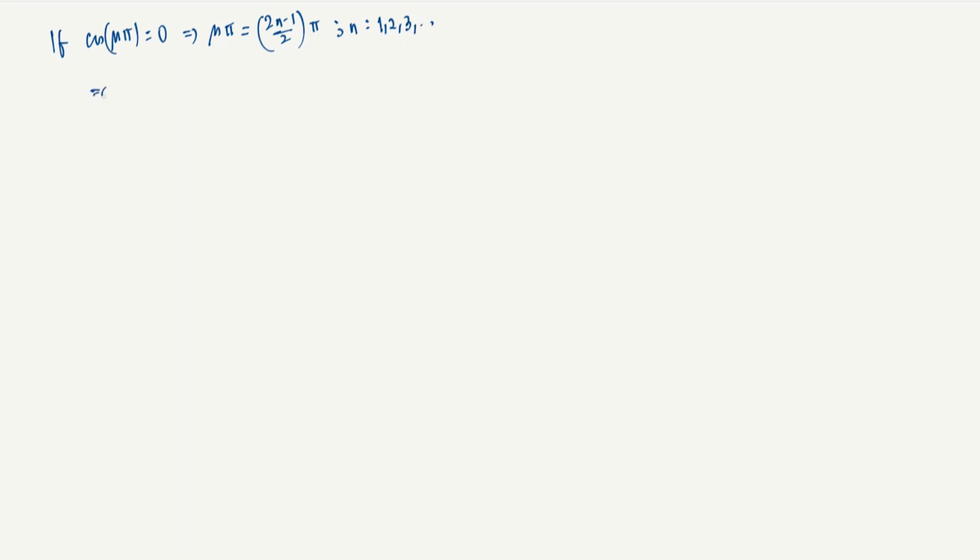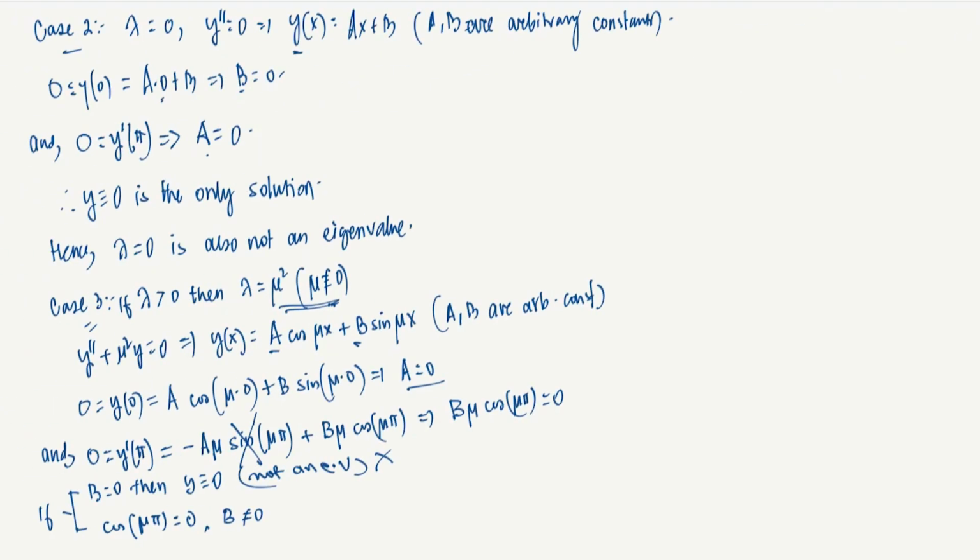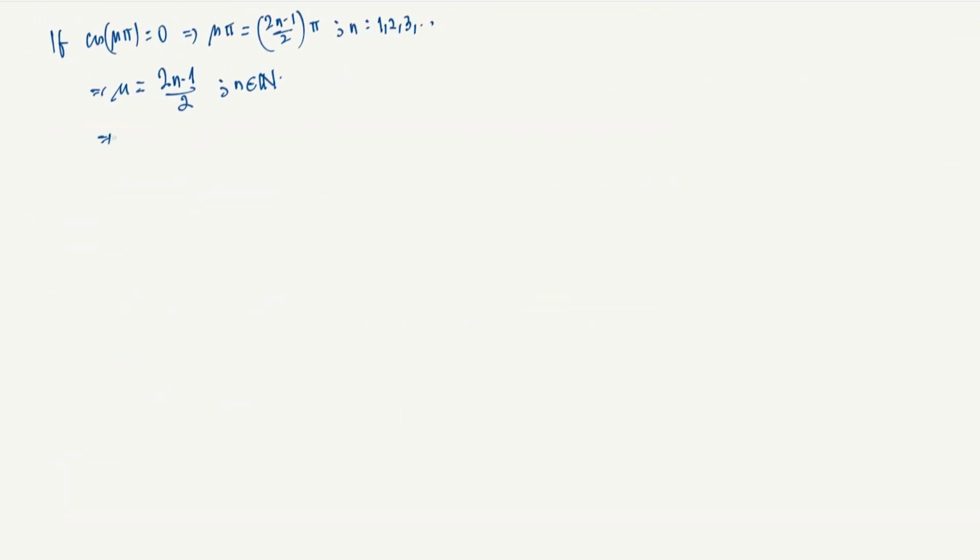So this will imply that mu is basically (2n minus 1) by 2, and n is in N essentially. So you see what is mu? Mu is root lambda. So that will imply that root lambda is this.